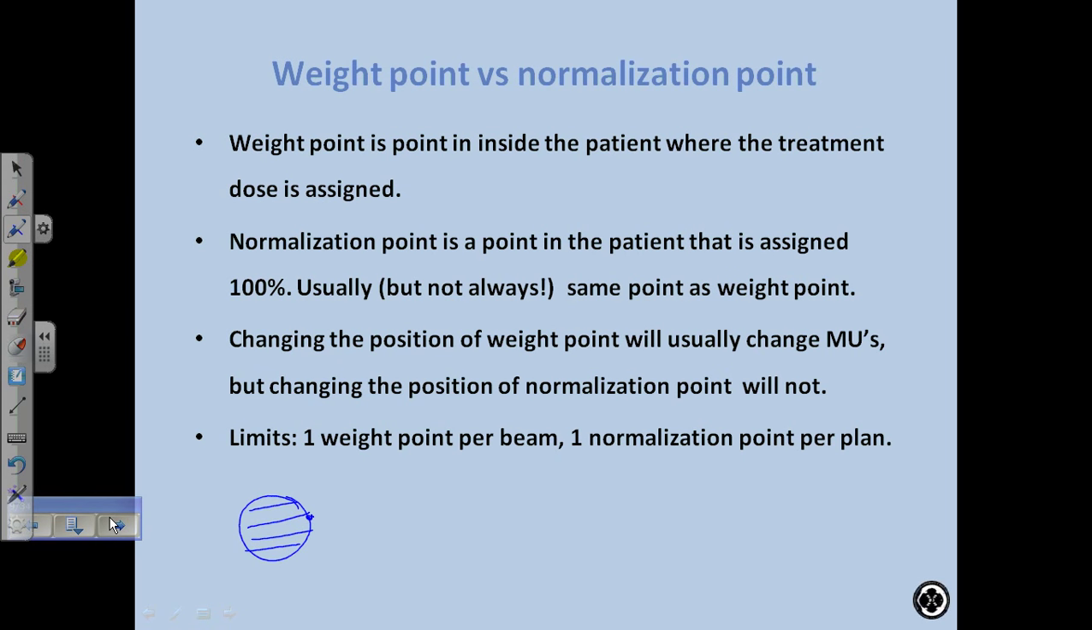And you want to give 2,000 there. Okay, well, I'm going to make that the waypoint. I'm going to assign that to be 2,000 centigray. Now it has a point, and you can calculate MUs from the beams based on that point. Okay, so that's one way.